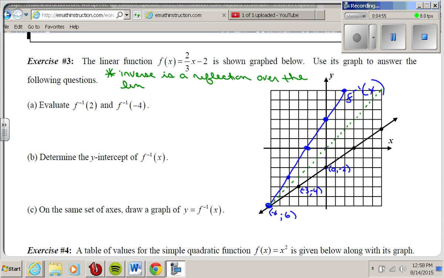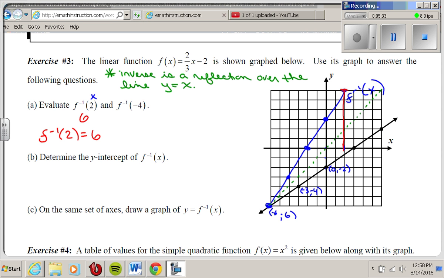Okay. So now it's going to become much easier to evaluate these values. We did this in the last video. If I want f to the negative 1 of 2, I'm saying what is y when x is 2? And I'm looking at my blue function instead of my black function. So if I go to my x value of 2 right here, what is my y value? Well, my x value of 2, my y value is 6. Okay, so f to the negative 1 of 2 equals 6.